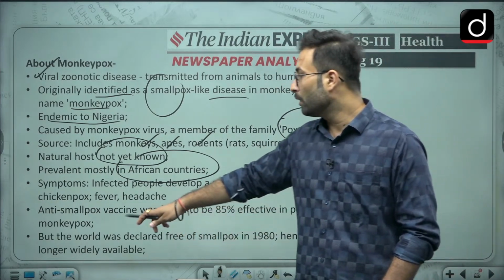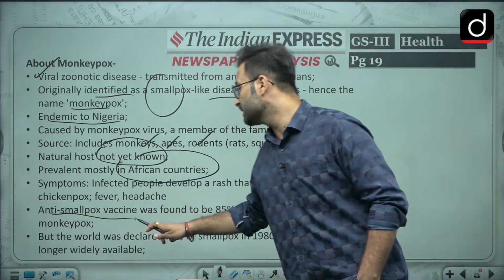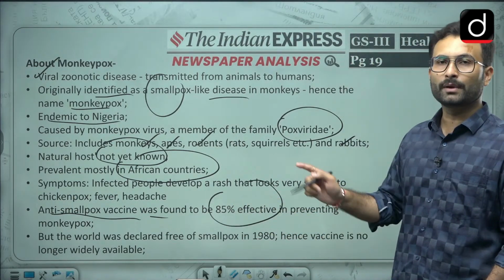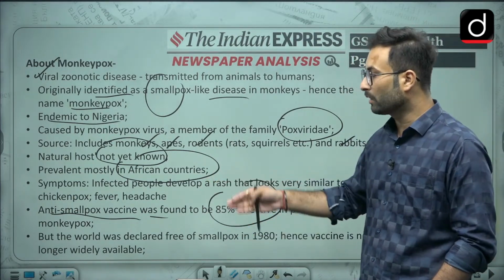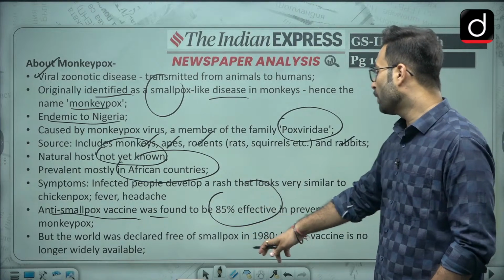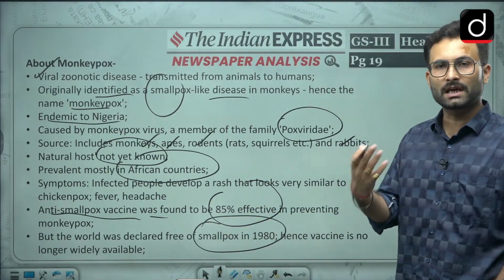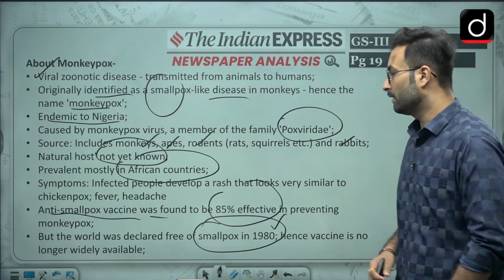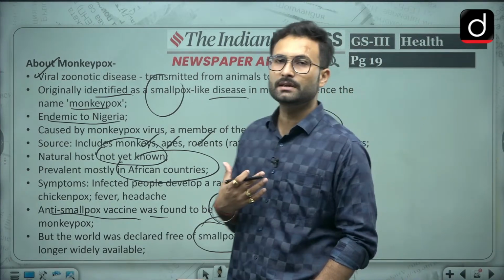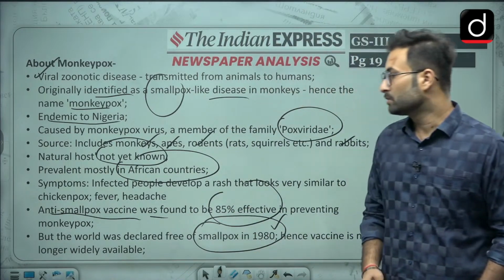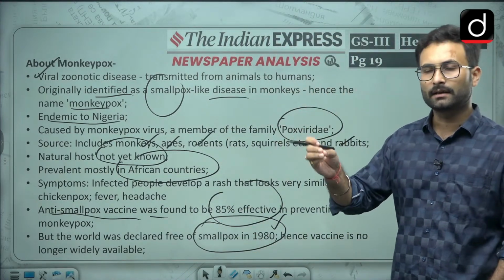Now the anti-smallpox vaccine was found to be 85% effective in preventing cases of monkeypox, but the thing is that the vaccine is not readily available, because smallpox was eliminated and the world was declared smallpox free in the 1980s. Okay, so that is about monkeypox and the related issues.